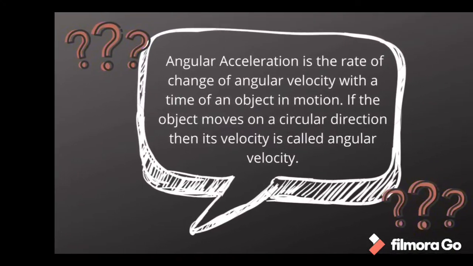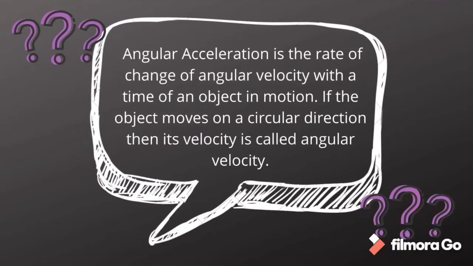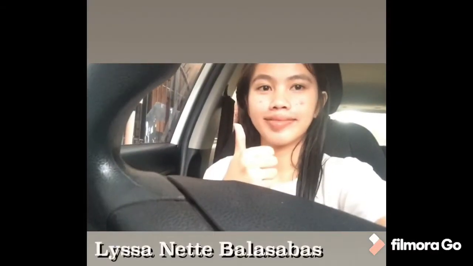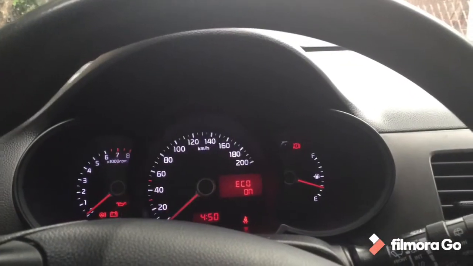Angular acceleration is the rate of change of angular velocity with time of an object in motion. If the object moves in a circular direction, then its velocity is called angular velocity. There are all sorts of objects that can have angular velocity.